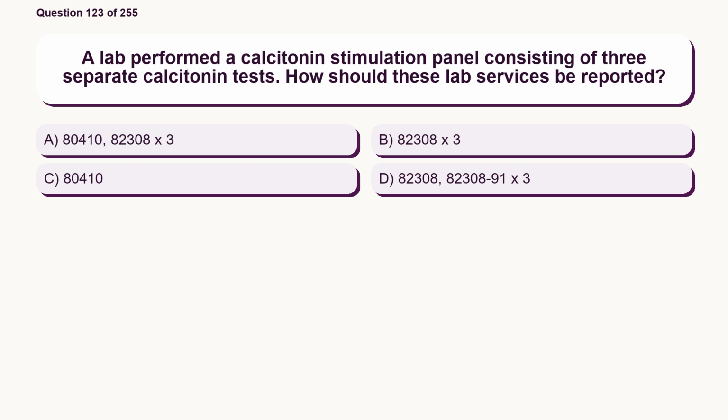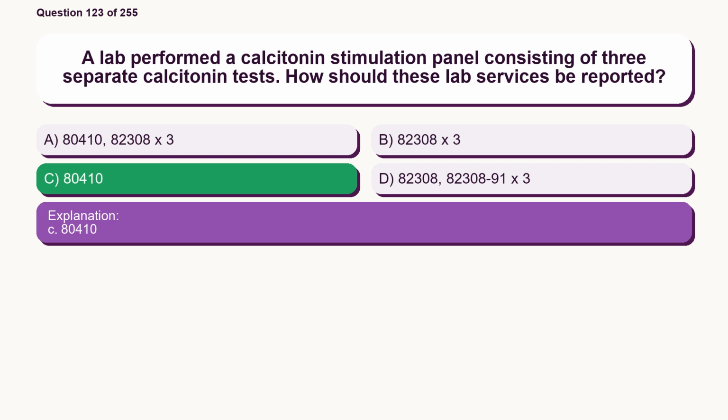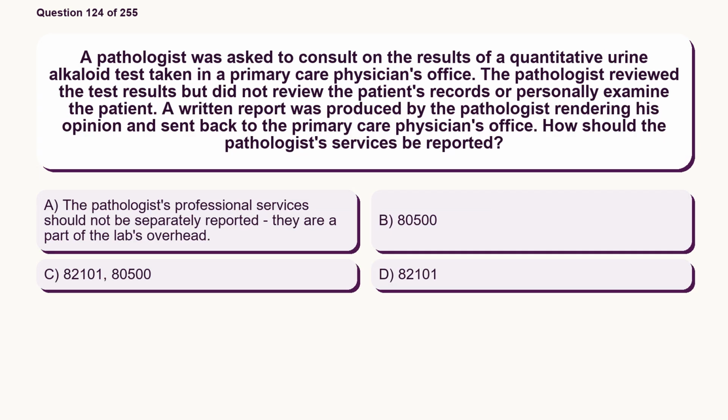Question 123. A lab performed a calcitonin stimulation panel consisting of 3 separate calcitonin tests. How should these lab services be reported? Option A, 80410, 82308 x 3. Option B, 82308 x 3. Option C, 80410. Option D, 82308-91 x 3. The correct answer is option C, 80410.